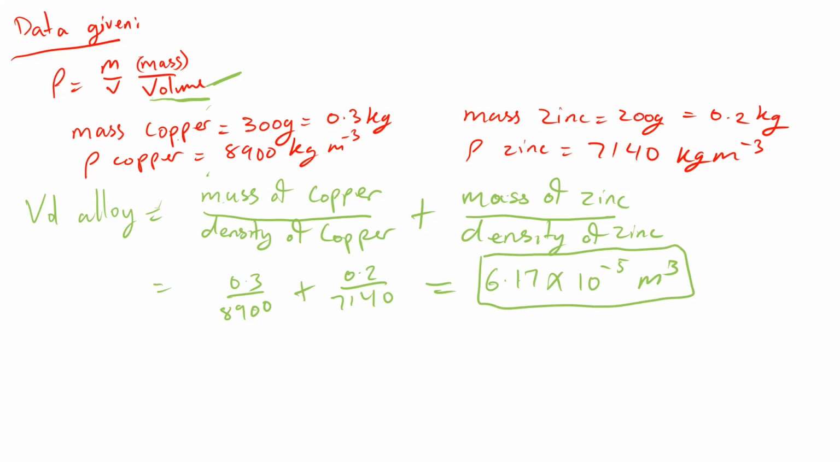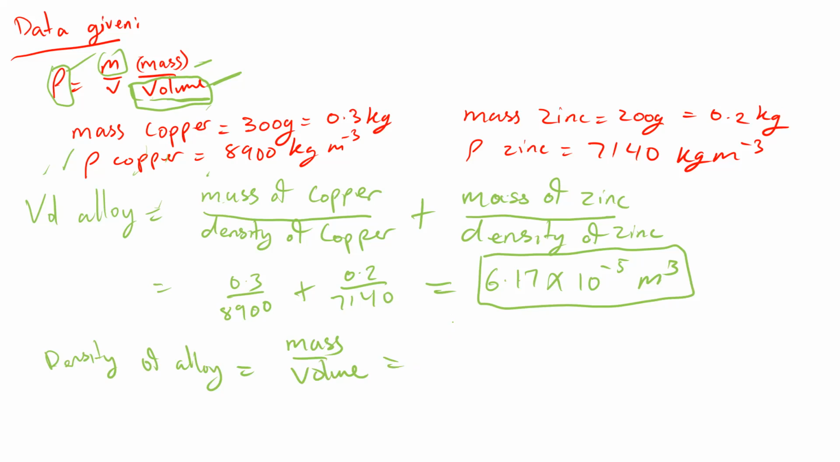Okay, so this is what we just found. Now we need to calculate the density, and we know the mass, we know the volume, therefore we can calculate the density. So it's simply density, it's going to simply be mass over volume.